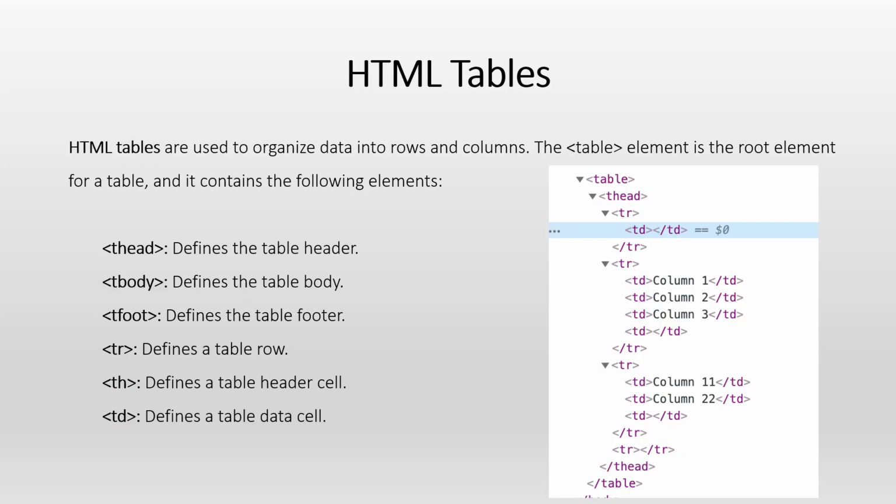Next, HTML tables. Whenever we want to create a table inside an HTML document or show it on the web browser, we are going to use HTML tables. Okay, so we will see what the definition is here. HTML tables are used to organize data into rows and columns. The table element is the root element for a table and it contains the following elements.